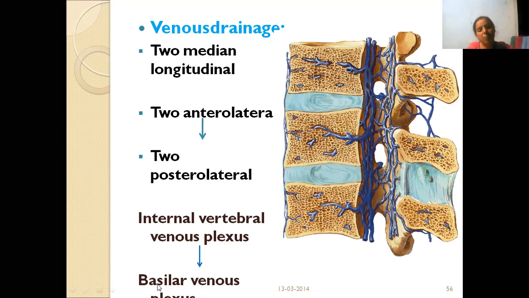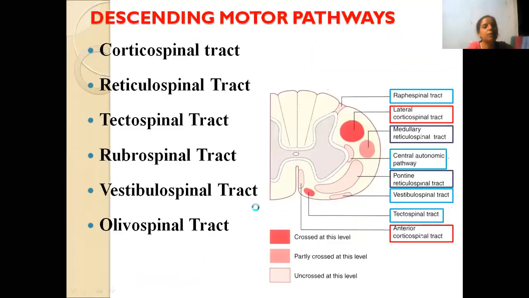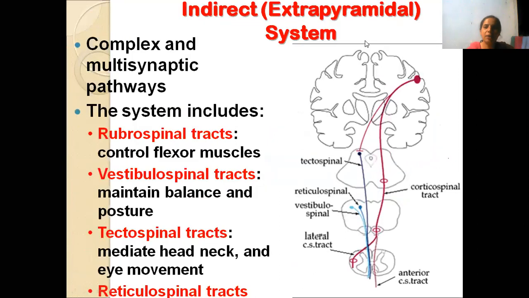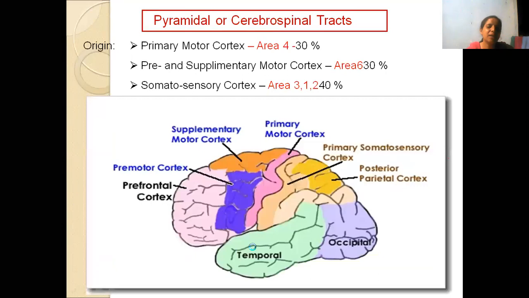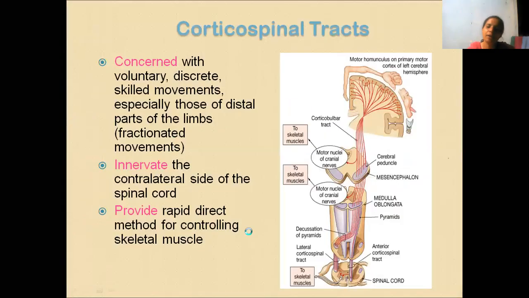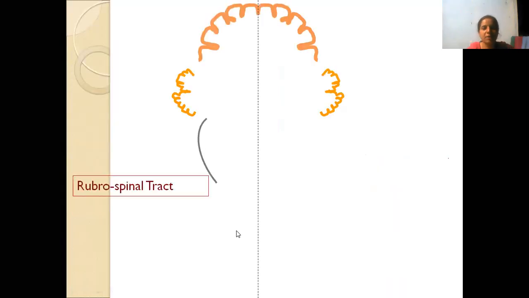Into which vein of the brain? Basilar venous plexus. These are the tracts we have seen in physiology. In anatomy also, if it is suddenly asked, you need not panic. You can write the same story because we have the same tracts: anterior spinothalamic tract, lateral spinothalamic tract, and we have corticospinal tracts, nothing but pyramidal tracts.